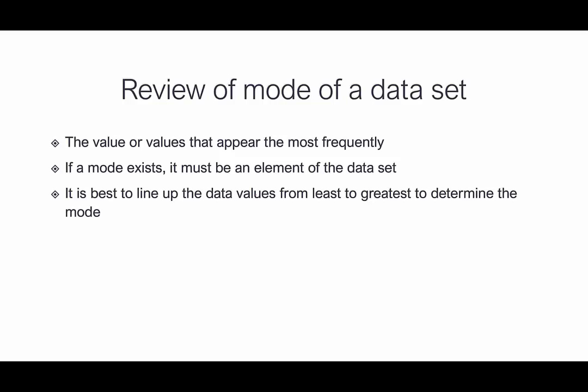And it's best to line up the data values from least to greatest to determine the mode. It just helps us organize our information. If it is bimodal, you might see one right away, but the other one might be a little bit hidden. So if we organize them, it helps us put it together, and we remember, oh yeah, I wrote 0 3 times. So I think that's one of the modes.